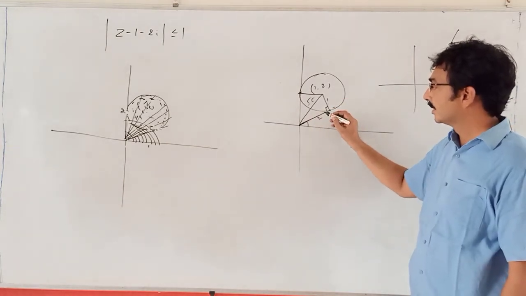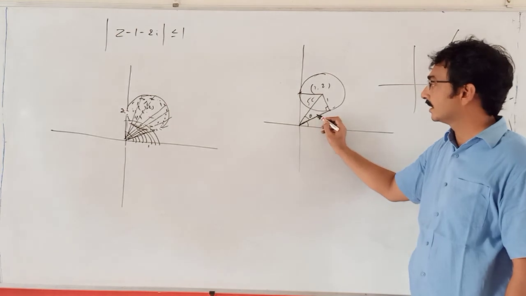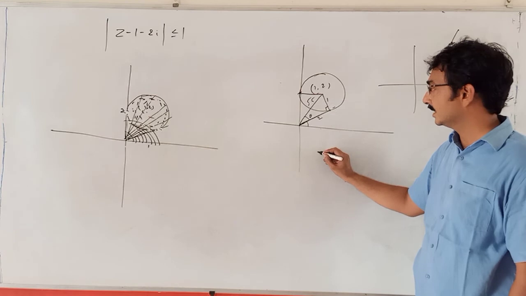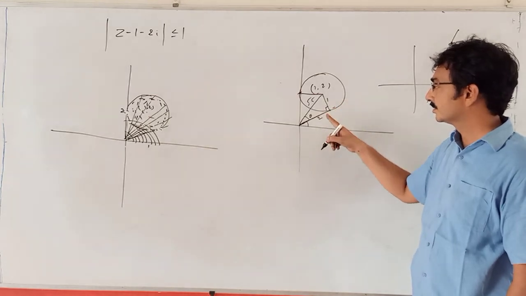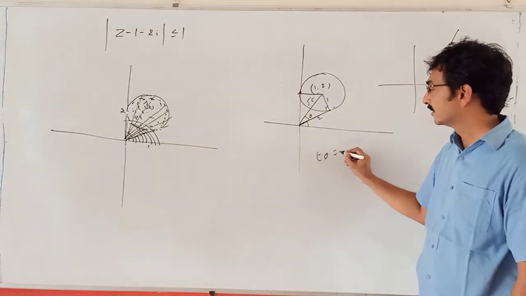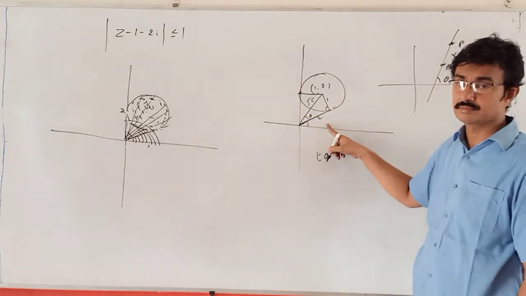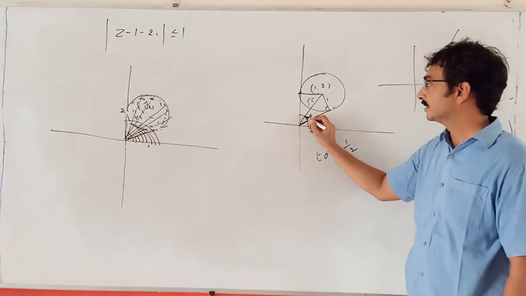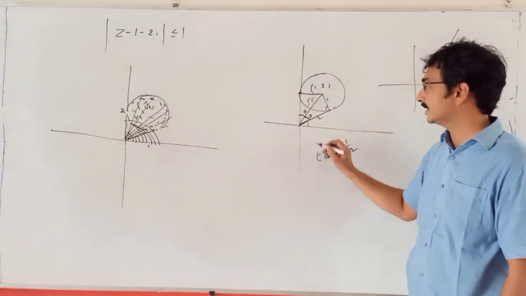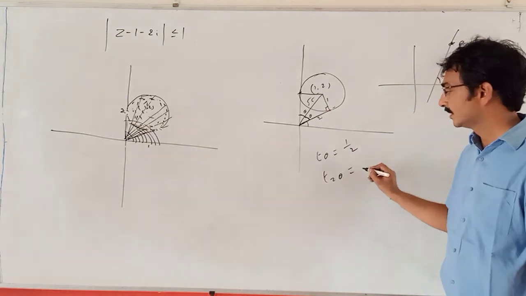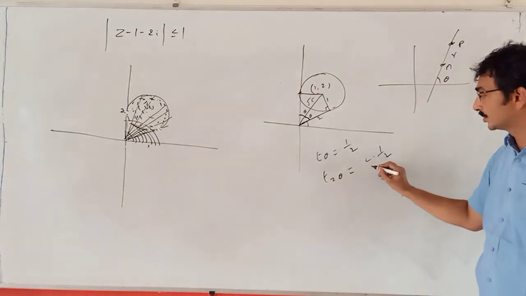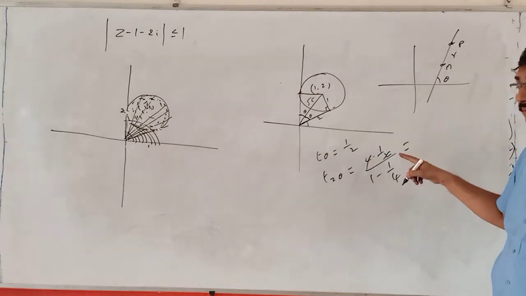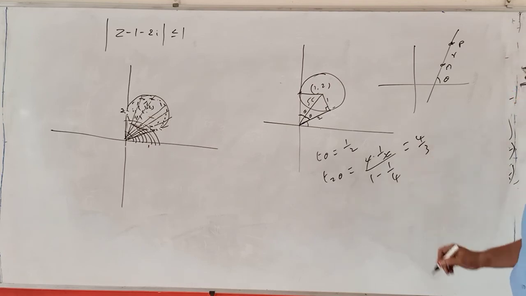Root 5. Suppose this is angle theta, from this right angle triangle, opposite to, so tan theta equal to 1 by 2. Okay, now this angle is theta, this is also theta. Now tan 2 theta, by using the formula 2 tan theta by 1 minus tan square theta. 2 cancel, 1 by 3 by 4 means 4 by 3.